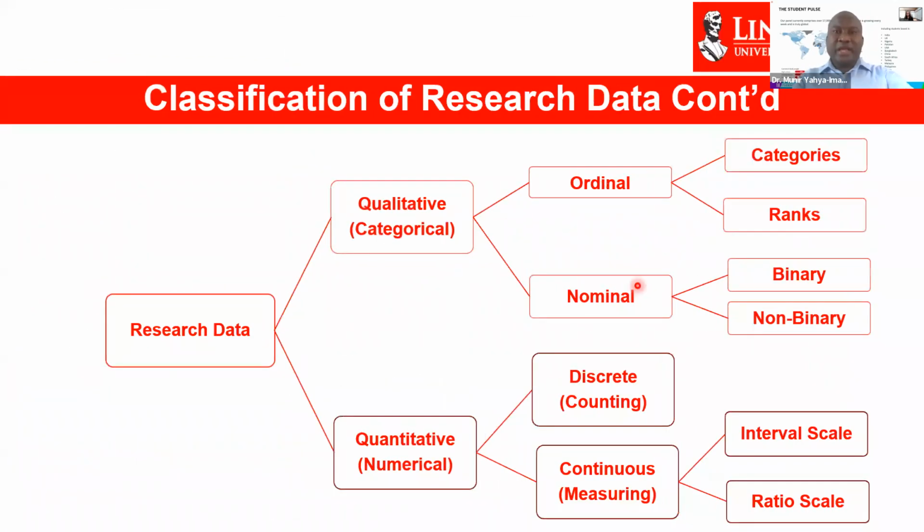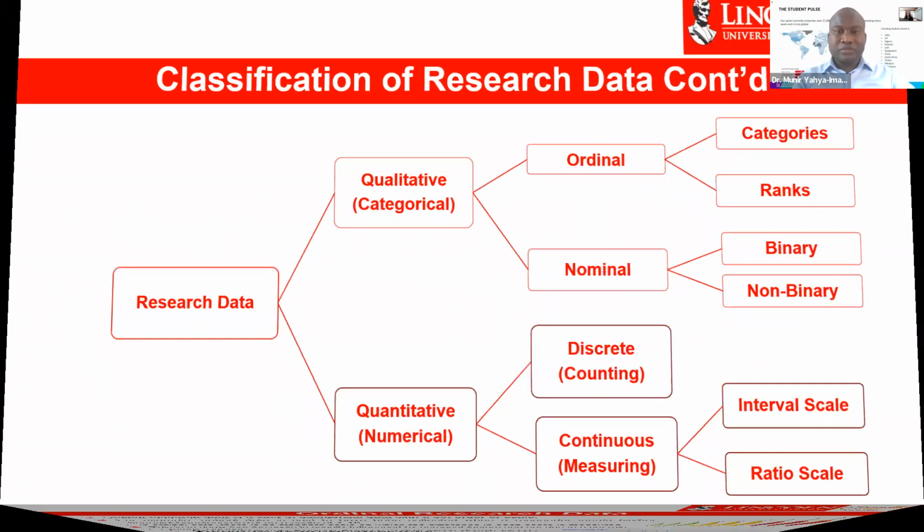Now, we can further classify this research data. For qualitative, we can further classify into ordinal or nominal. Ordinal can be categories or ranks. Nominal can be binary or non-binary. And for quantitative, it can be discrete or continuous. And under continuous can be interval scale or ratio scale. So let's quickly look at each of these one after the other.